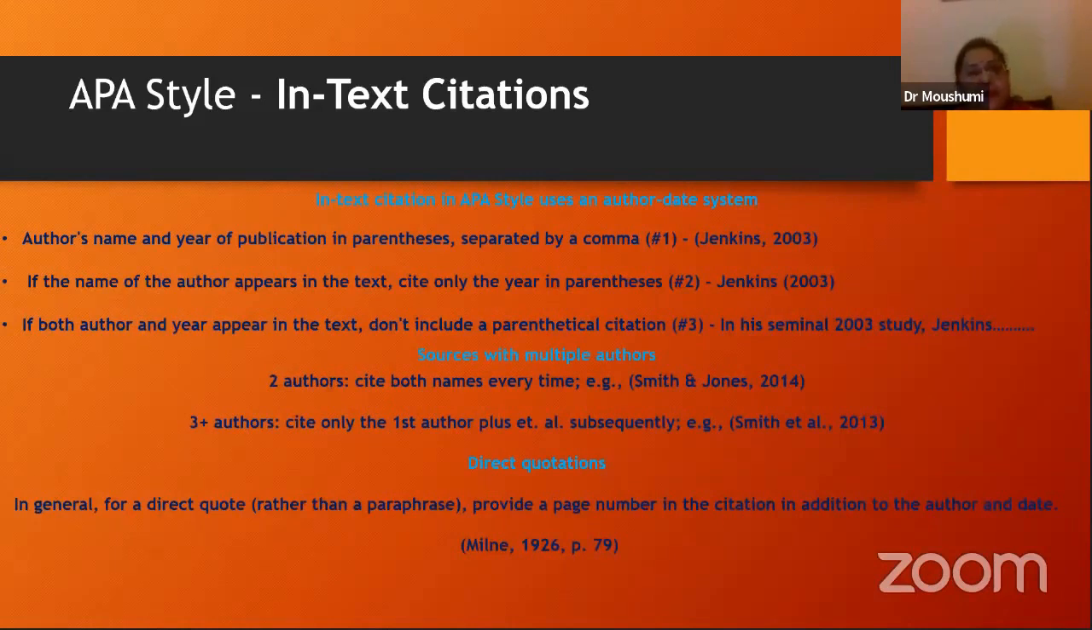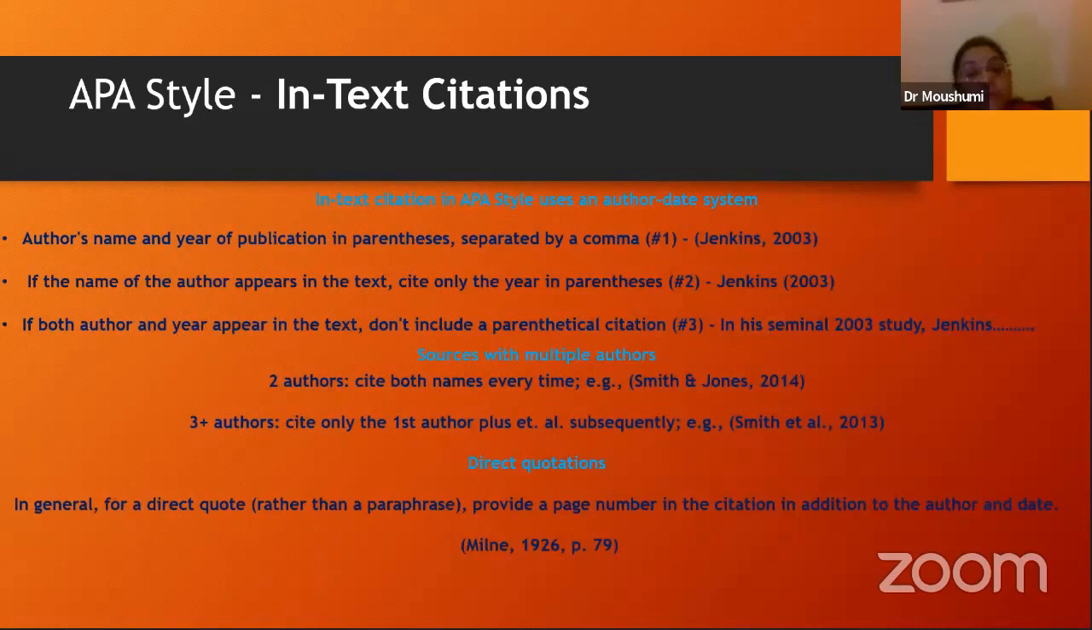Whenever we are writing, sometimes an in-text citation may be of more than one author. It can be of two authors. In that case, we have to write Smith and Jones, 2014. Remember, you cannot write 'and'. You have to use the abbreviation.